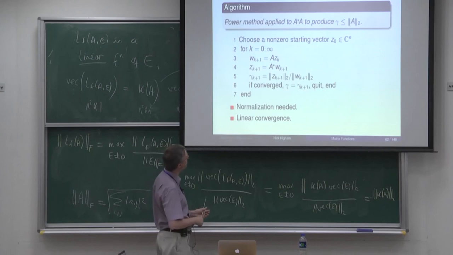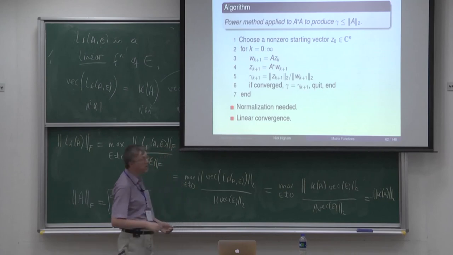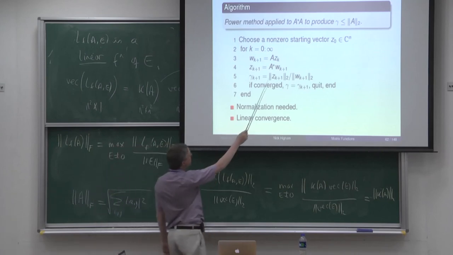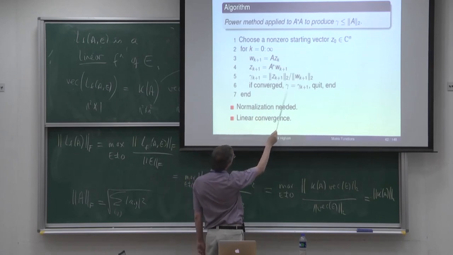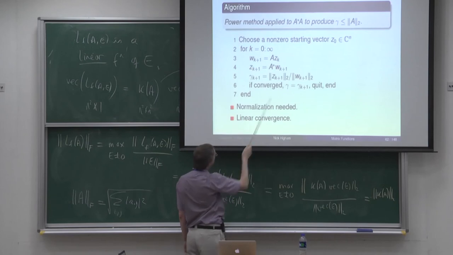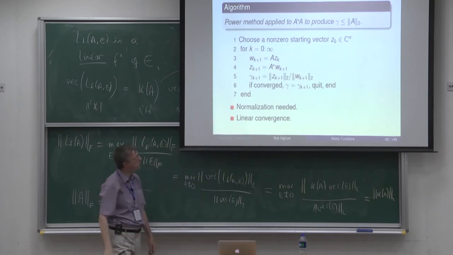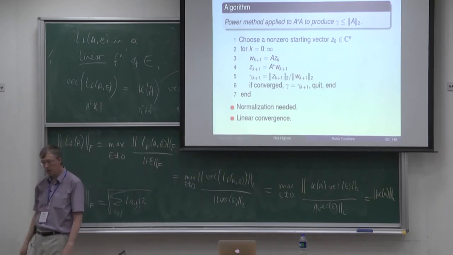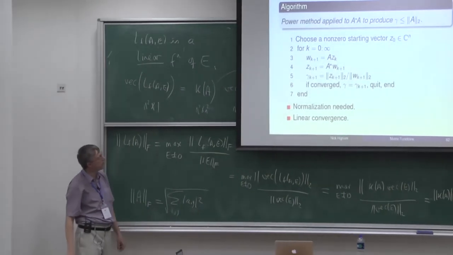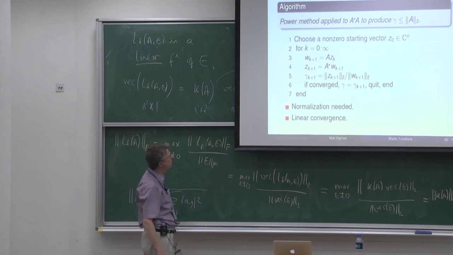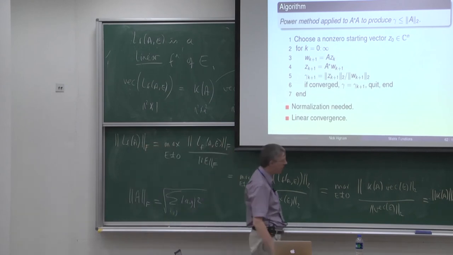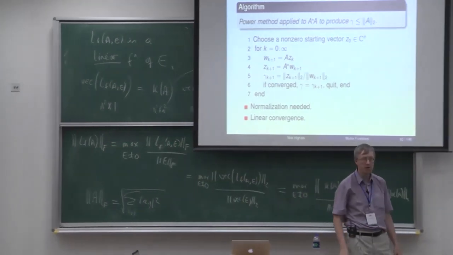So we basically just keep multiplying the starting vector by A star A. So we first of all multiply by A, then by A star. And if we take the right ratio of norms here, then these gammas will, hopefully, converge to the actual 2 norm. So that's the standard power method that you've probably all seen before in lots of different contexts.